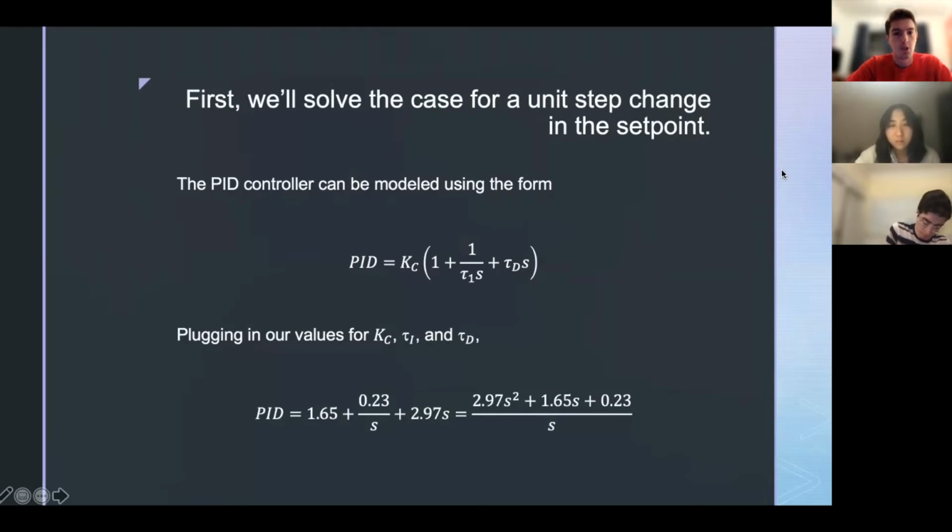So like I said, first we're going to solve the case for a unit step change in the set point. So you saw that we had a PID controller, and that can be modeled using the form PID is equal to KC times 1 plus 1 over tau 1 times S plus tau D times S. Since they gave us our values for KC, tau 1, and tau D, we can plug those in and simplify, and we are left with PID is equal to 2.97 S squared plus 1.65 S plus 0.23 over S.